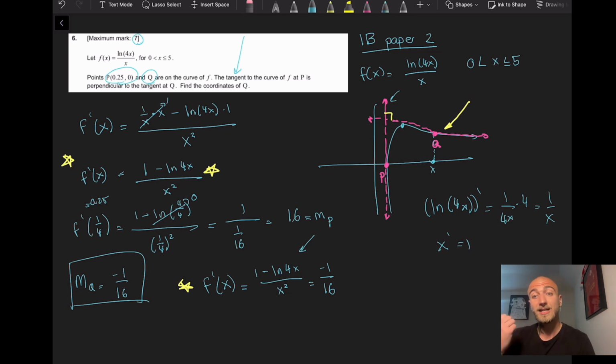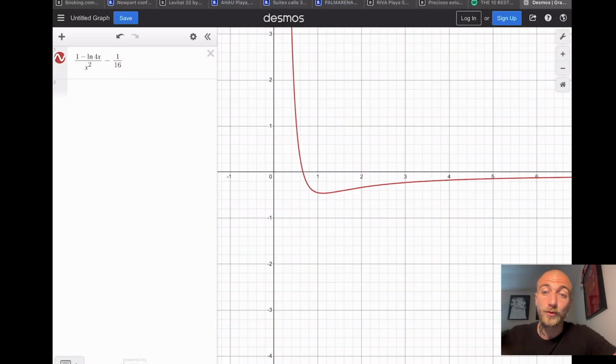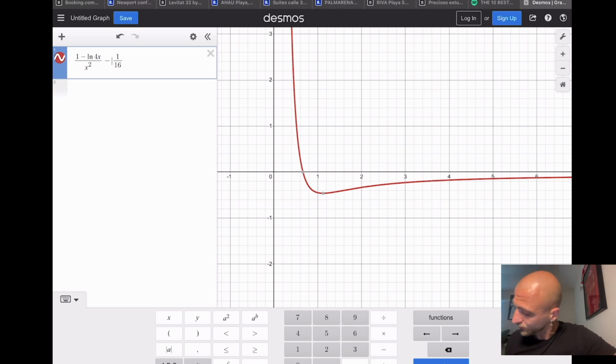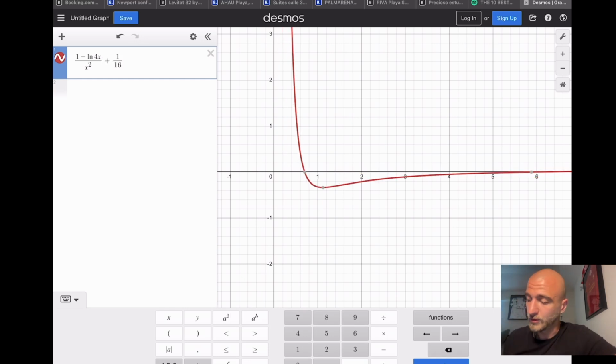So what we're going to do is go to the graph of this new derivative and see at what value it equals negative 1 over 16. Let's go to the graph. So we're back to our graphing calculator. I've plotted it, you'll see here, the graph of the original derivative we had, 1 minus ln of 4x over x squared, minus 1 over 16. And actually, sorry, this should be plus, boom, plus 1 over 16.